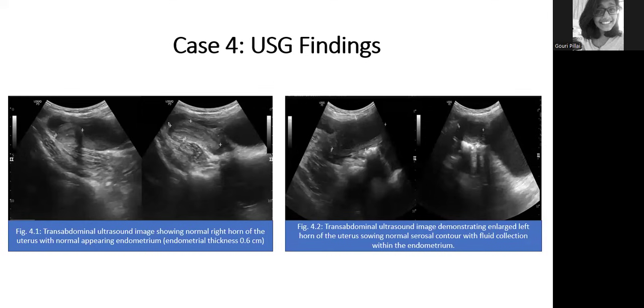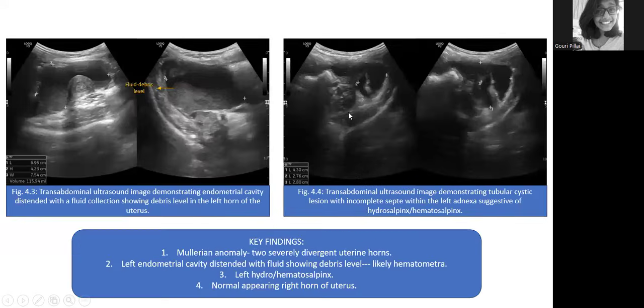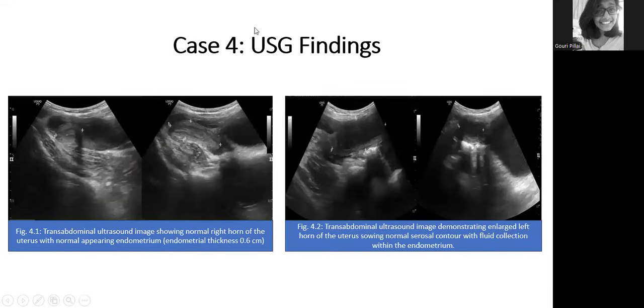Ultrasound reveals two severely divergent uterine horns, with the left horn markedly enlarged and containing fluid with a debris level, as seen in this image, which is highly suspicious for hematometra. We also identified a left-sided hydrosalpinx/hematosalpinx, and the right horn appeared normal, as seen in this image.